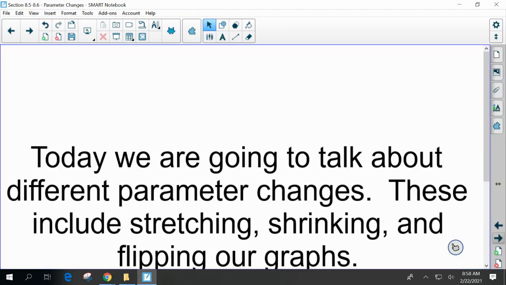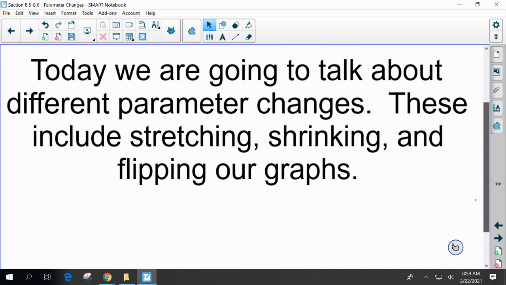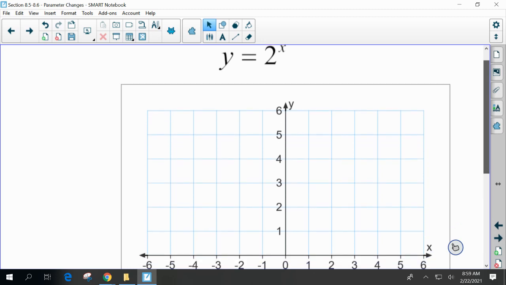All right, so starting with our first problem. So here are the parameter changes. Whenever something happens to the size and shape of the function, we call that a parameter change. And that includes stretching, shrinking, and you can flip or reflect your graphs, and we'll learn about that today. So first we're gonna graph y equals 2 to the x power.